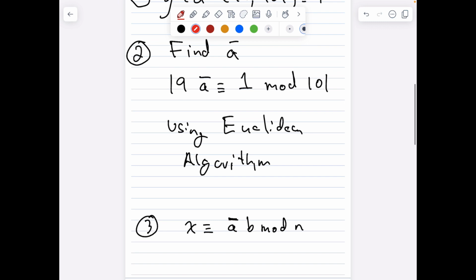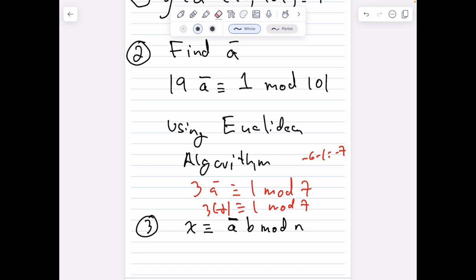So for example, usually small numbers here. If I had, just as an example, 3 a bar is congruent to 1 mod 7, then a bar equals minus 2 would work, because 3 times minus 2 is congruent to 1 mod 7, because 3 times minus 2 is minus 6, minus 1 is negative 7, and 7 does divide negative 7. So that's how you can do it by inspection.